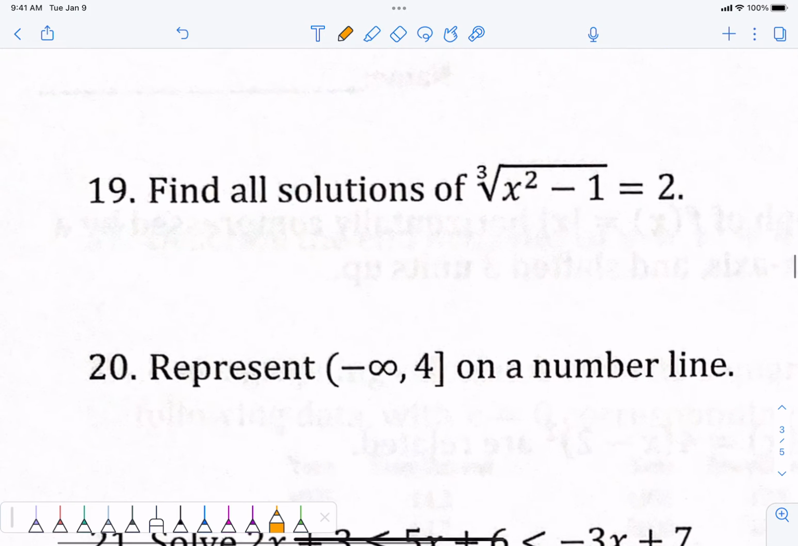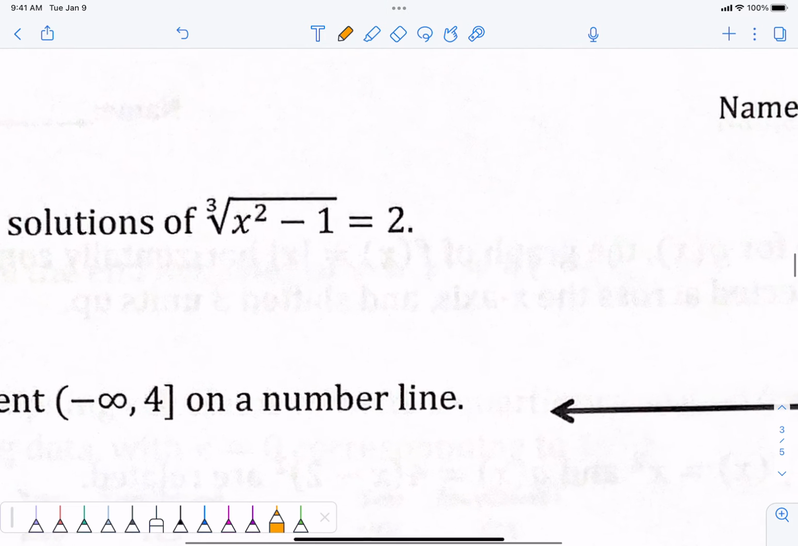19. Find all solutions. We want to get rid of the cubic root. How do we do that? Cube it.